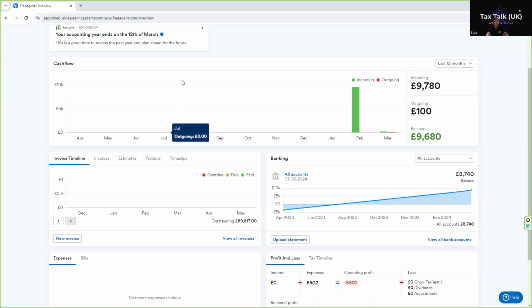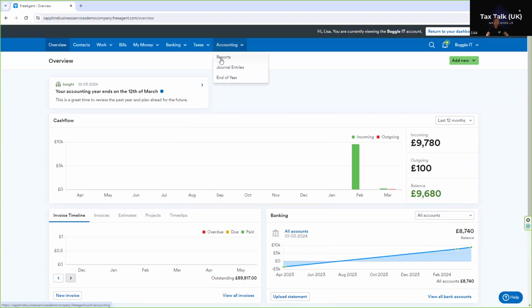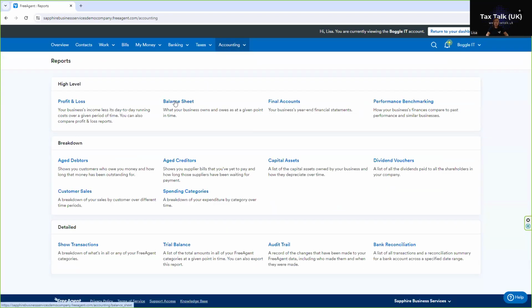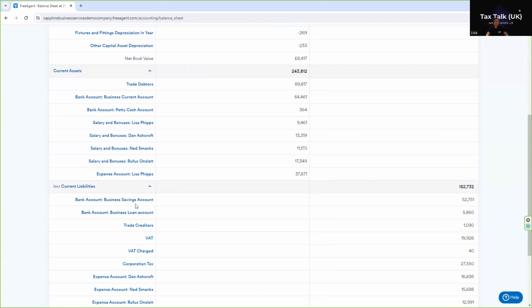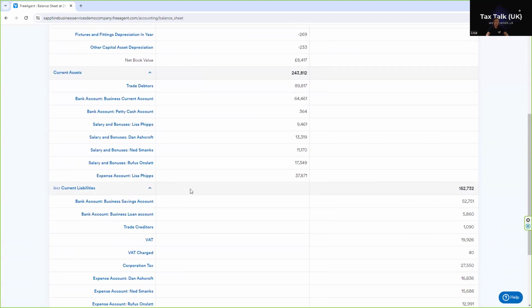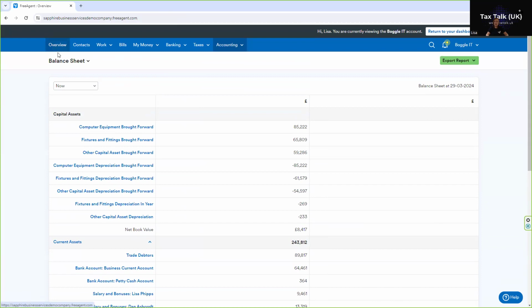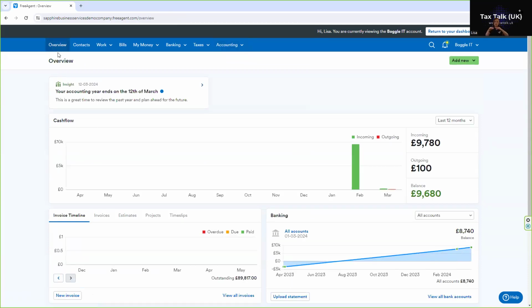At any point, if you look into the reports and onto your balance sheet, you can see the expense account under your current assets. So you can see that FreeAgent is keeping track of how much of your personal money is there, and at any time you want to take that, you could do so and make the appropriate adjustment for that.